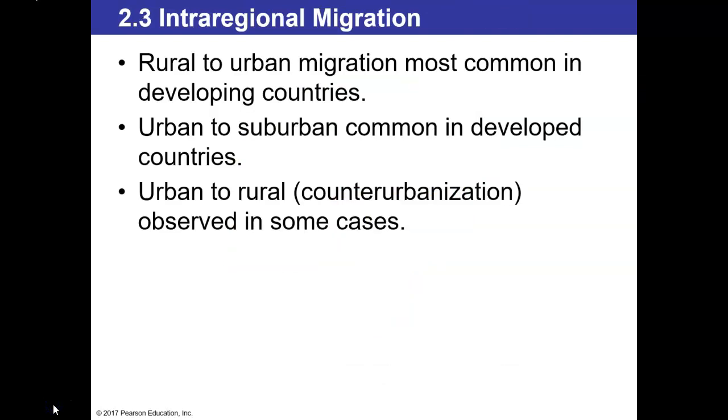The last part of Key Issue 2 is going to cover intra-regional migration. Remember, interregional migration is from region to region, and intra-regional migration is migration within a region. When we look at intra-regional migration, we know that rural to urban migration is most common in our developing countries. Instead, we see that urban to suburban migration is more common in developed countries. But we're also going to talk about people moving from urban areas back to rural areas, also known as counter-urbanization, and we can observe this in some cases as well.